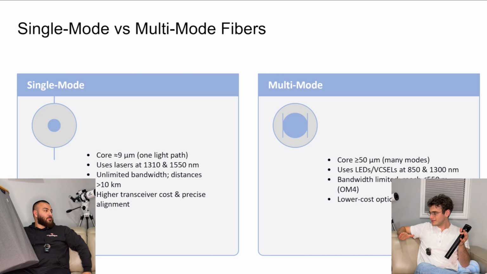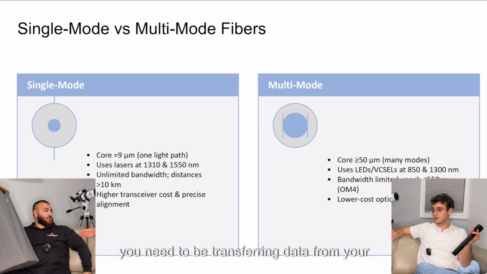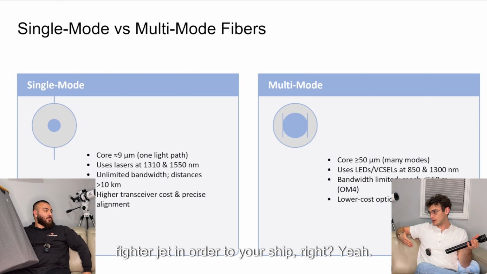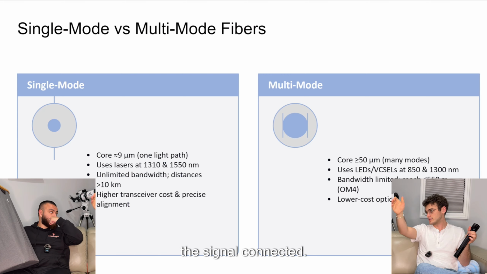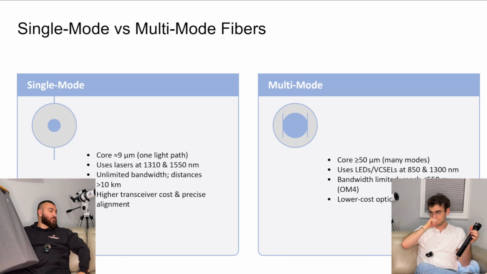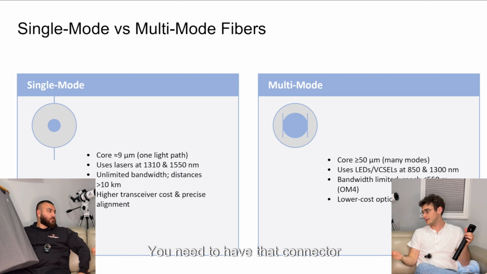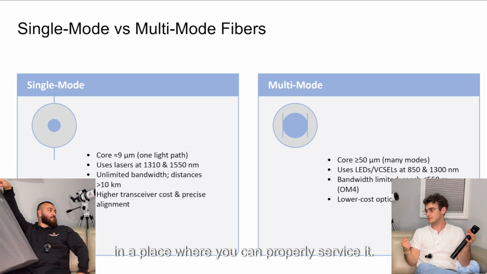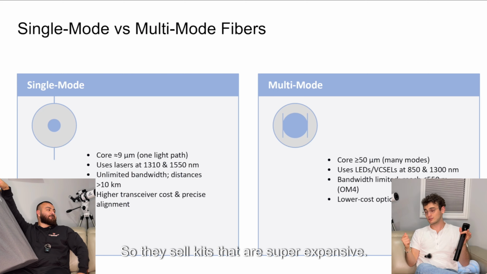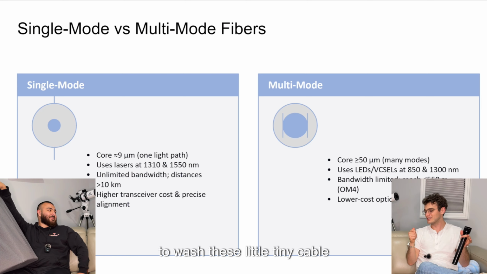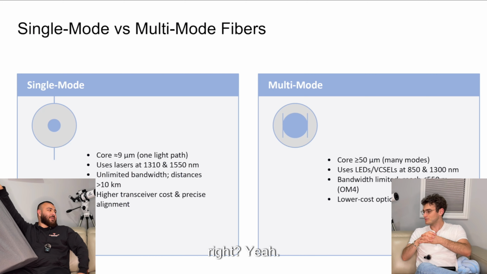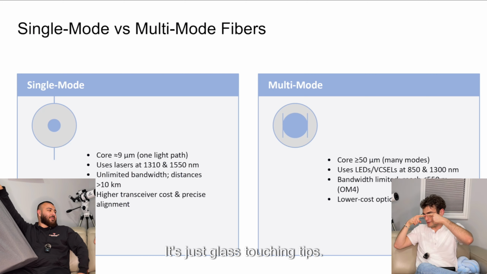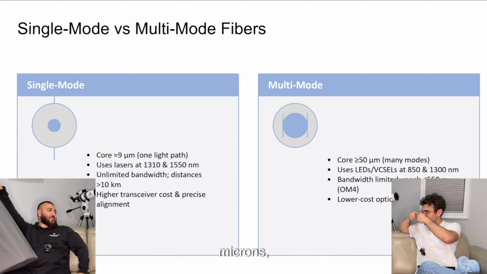But sometimes you need to transfer data from your fighter jet to your ship, right? So you have to have a connector that connects into that fighter jet to get the signal connected. You need to have that connector in a place where you can properly service it. So they sell kits that are super expensive to wash these tiny fiber optic termini, because at the end of each cable, let's say you need to connect two systems together, it's just glass touching tips, and they're lined up at the level of microns.